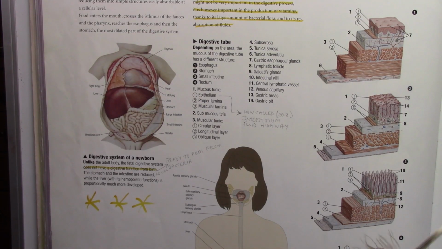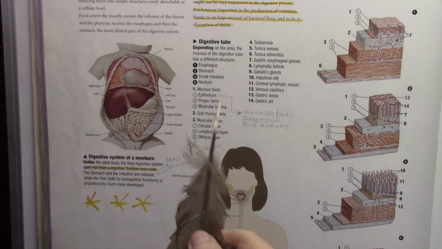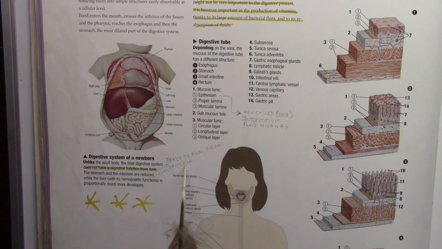All right, this is the most important thing to understand. When a baby is born, the digestive system of a newborn, unlike the adult body, the fetal digestive system, a baby just being born, does not have a digestive function from birth. It can't break anything down. The stomach and the intestines are reduced in size, while the liver, with its hemophagic functions, is proportionally much more developed. The newborn does not have a digestive system from birth. Immediately, though, coming through the birth canal and in the feces and all that stuff, which coats the baby basically during the birth process, they program the local bacteria.